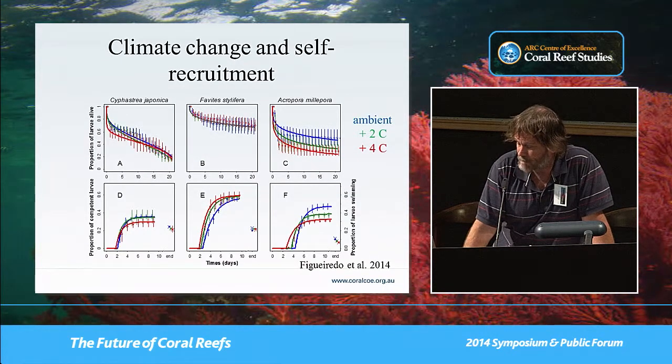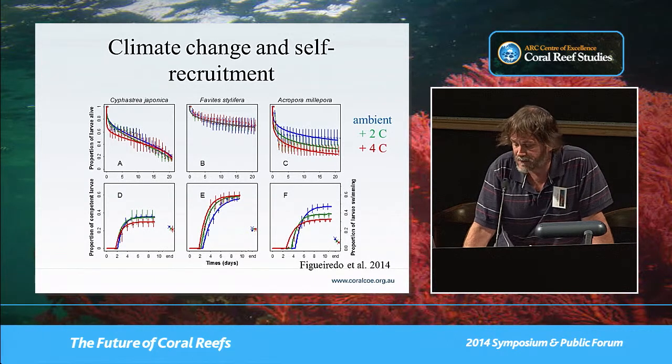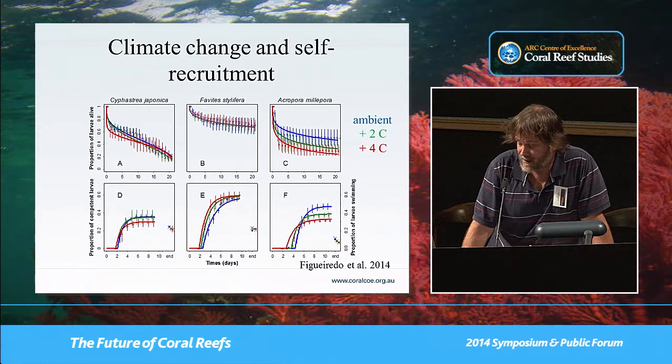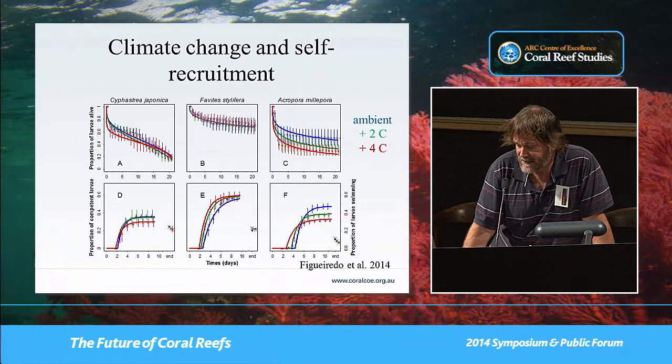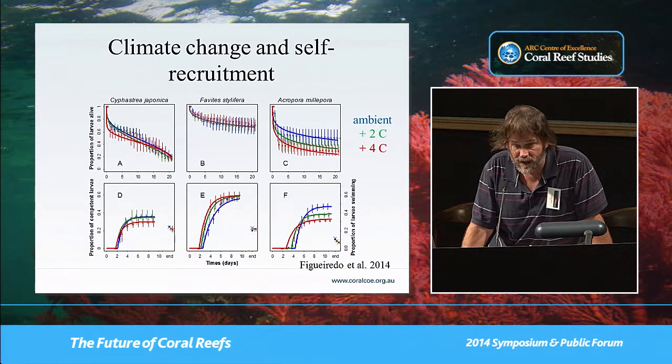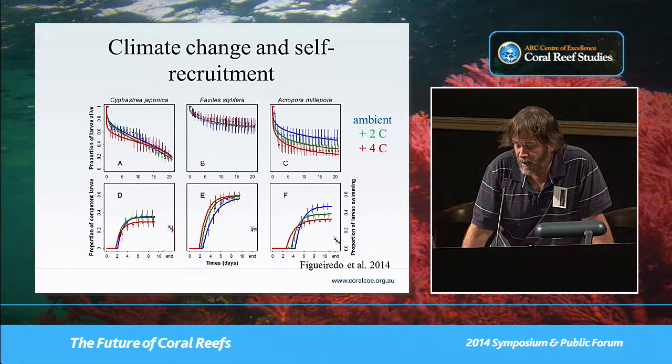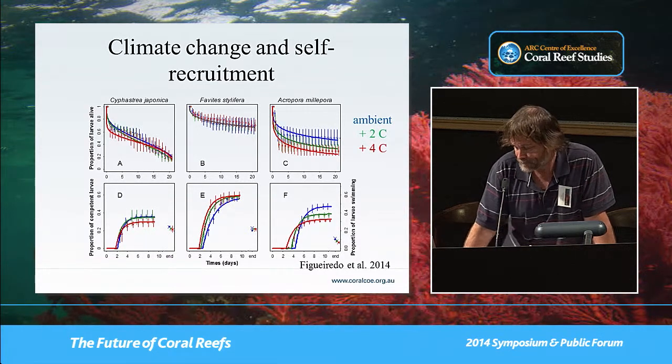So the top three panels, we did this with three species. The top three panels represent the survivorship of these larvae in the different treatments, with the lines coloured by the treatment. So we had an ambient treatment of about 27, again 29, and 31. And so you can see that the red line being the high temperature treatment, the mortality rates are higher at high temperature in two of these three species.